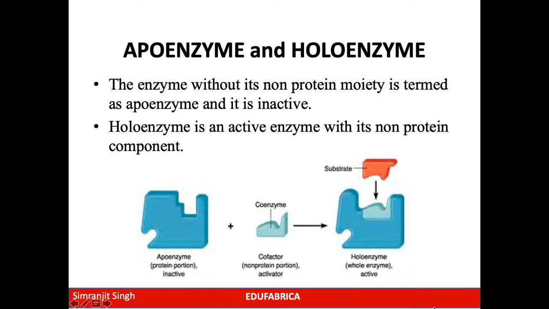So apoenzyme and holoenzyme: the enzyme without its non-protein moiety is termed apoenzyme and it's inactive. And holoenzyme is an active enzyme with its non-protein component. So apoenzyme will attach to the cofactor, and that cofactor will be a coenzyme, as apoenzyme will be inactive. But when the apoenzyme and cofactor come together, it becomes a holoenzyme, which is an active state, and a substrate could attach to it.